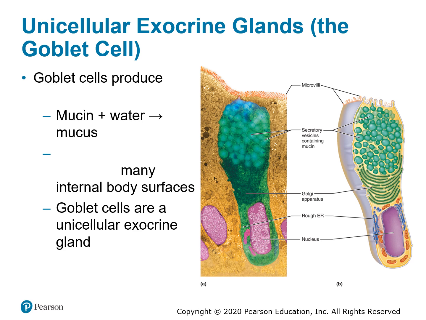There's only one type of unicellular exocrine gland that we care about, and it's the goblet cell. Okay? Goblet cells are super important for your body. They produce a protein called mucin. That's my little symbol for protein. So if you see that, that's just me not wanting to write the whole word protein. Okay? That mucin plus water equals mucus.